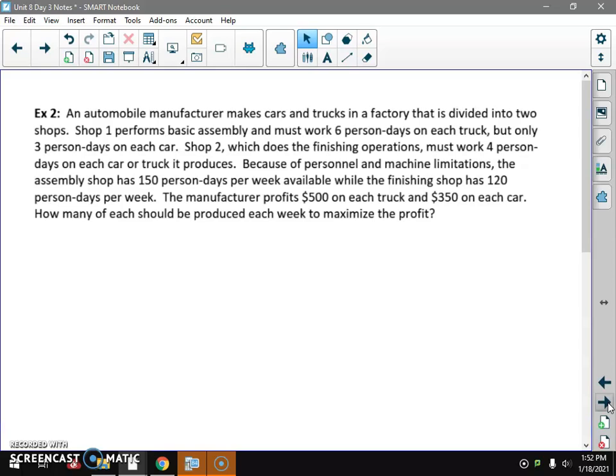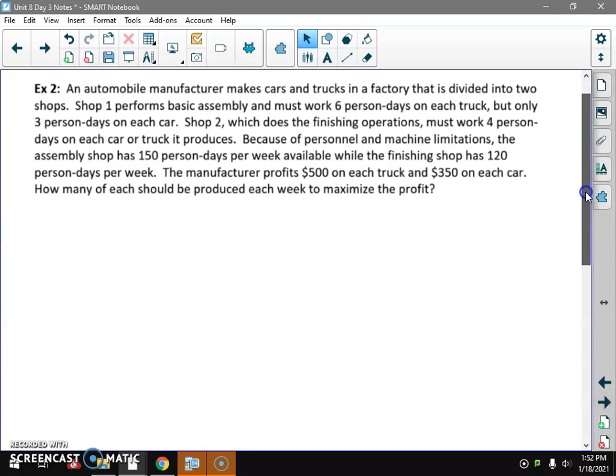Because of personnel and machine limitations, the assembly shop has 150 person days per week available. The finish shop has 120. To manufacture a truck, you profit $500. You profit $350 on each car. How many of each should be produced in a week to maximize profit?